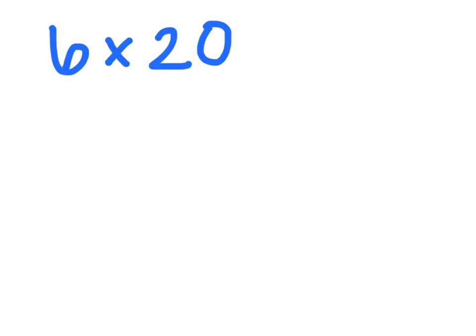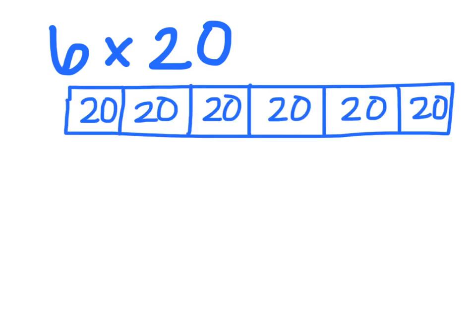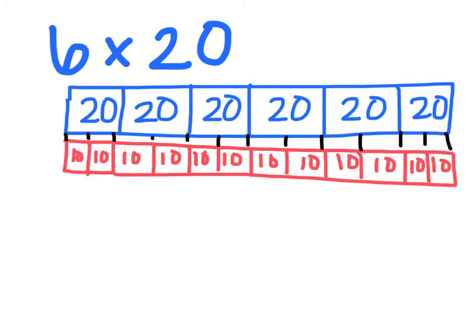Now that we can see how simple it is to multiply by 10, let's use a trick to help us multiply by multiples of 10. Let's use what we know about multiplying by 10 to multiply 6 by 20. 6 times 20 is the same as 6 sets of 20. However, we also know that each 20 is made out of 2 tens. So we could also think of this problem as 6 sets of 2 tens.